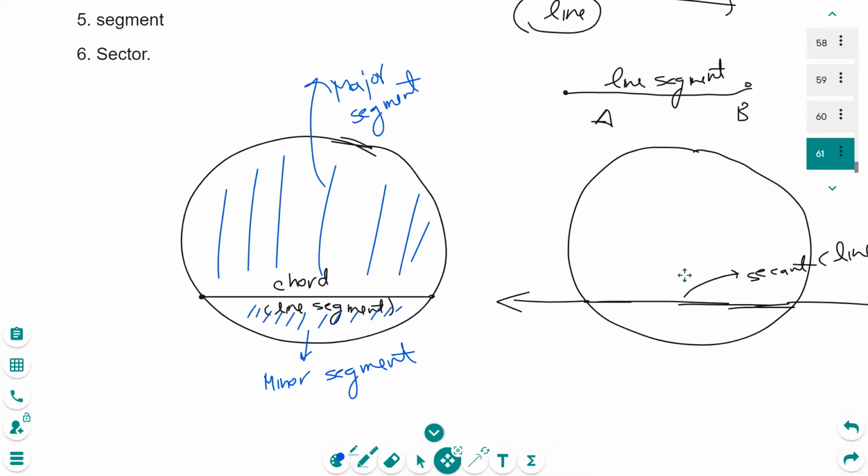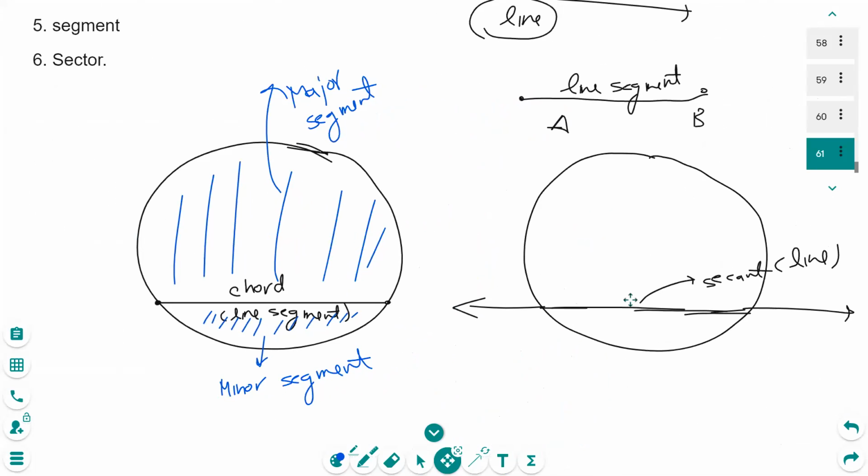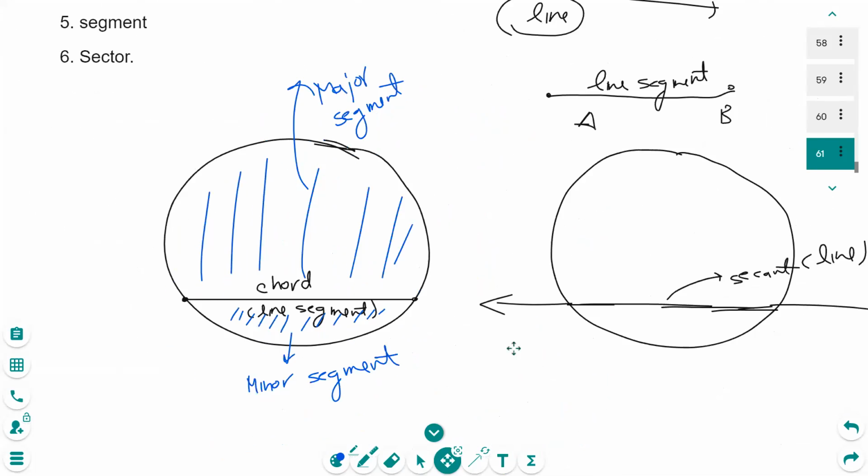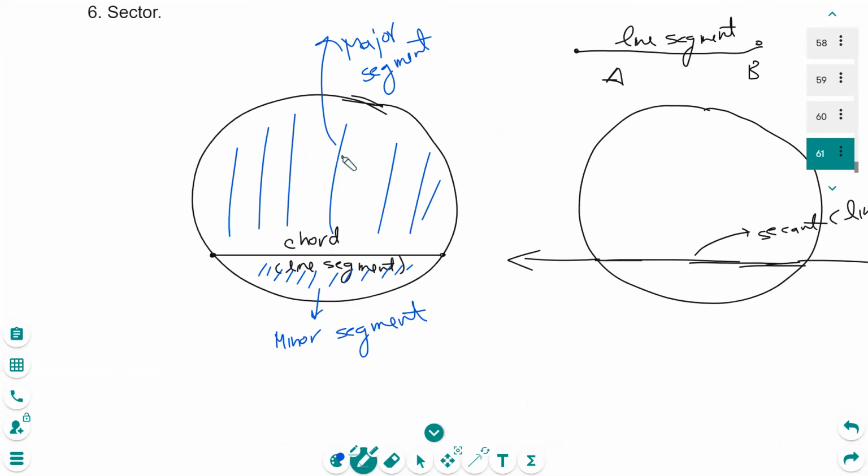No, not at all. इससे फिर वही बनेगा, सेगमेंट और You can say chord और secant से same thing बनता है, right? Now, so minor segment हो गया, major segment हो गया. अब minor segment, major segment मन किससे रहा है?